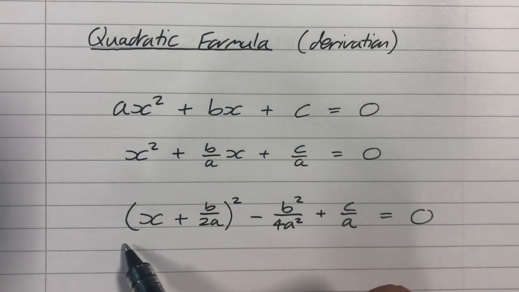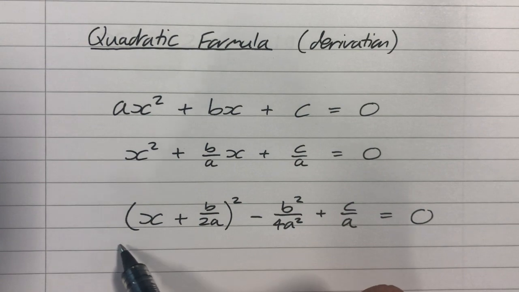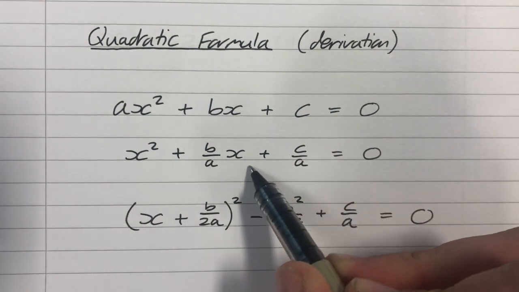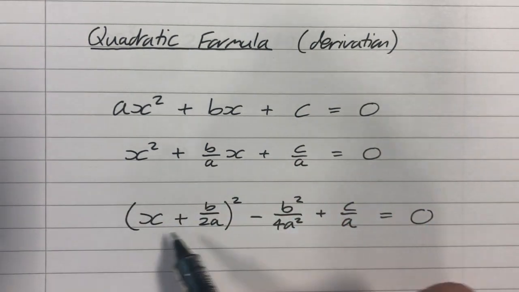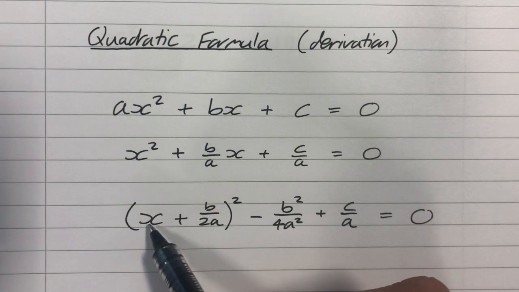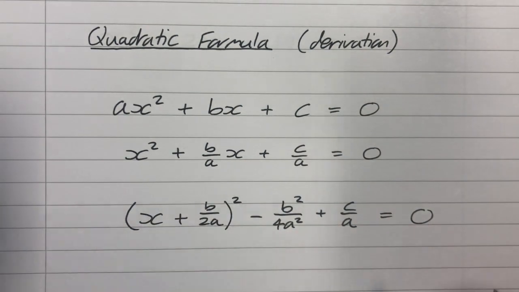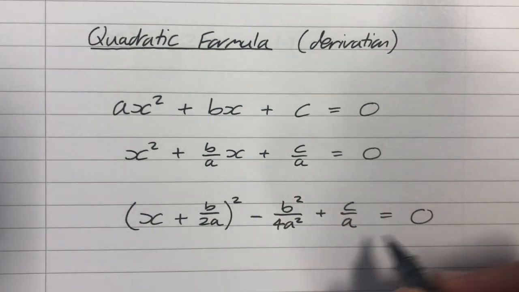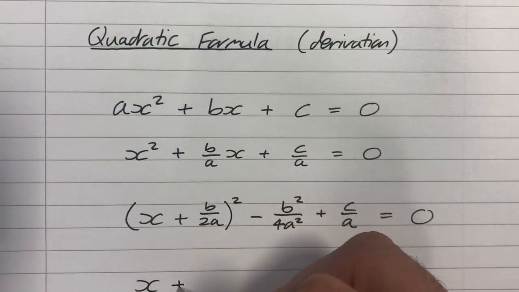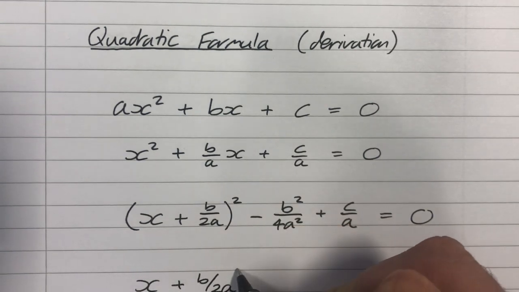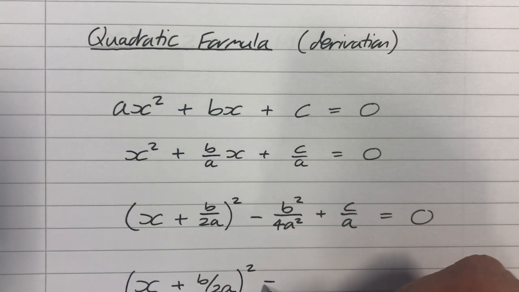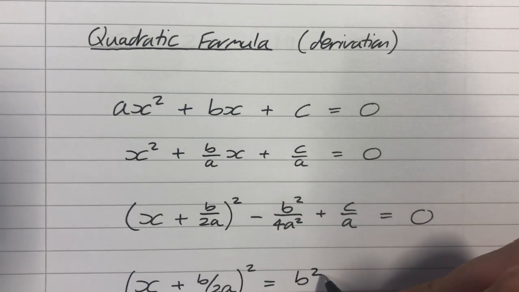So this portion here is identical to the first two terms here. But the advantage of this line is that x only appears once as opposed to twice. So I can now make x the subject. So bring those two across, I'll get (x plus b on 2a) all squared is going to be equal to b squared on 4a squared.